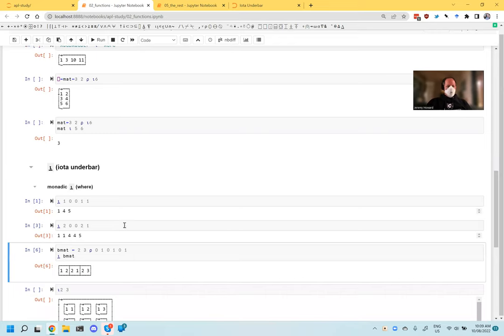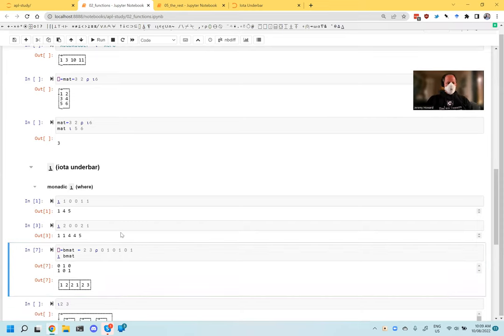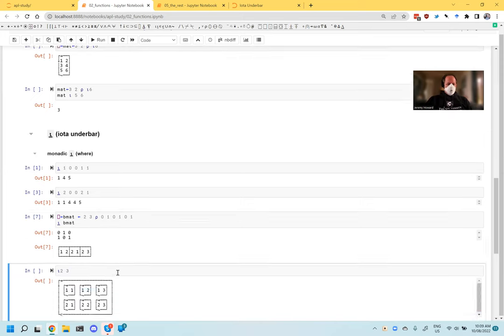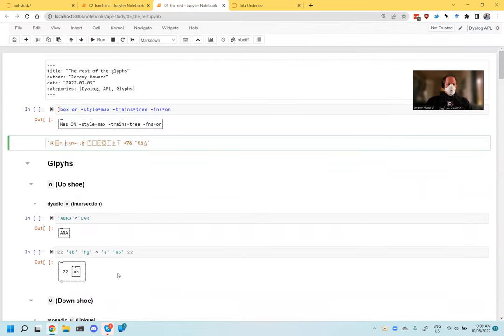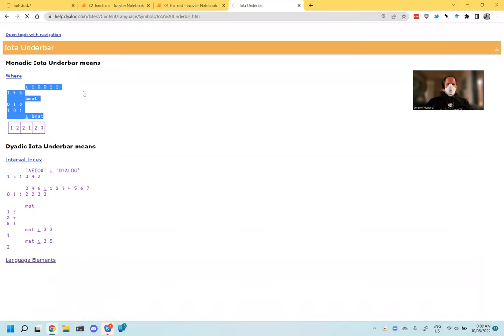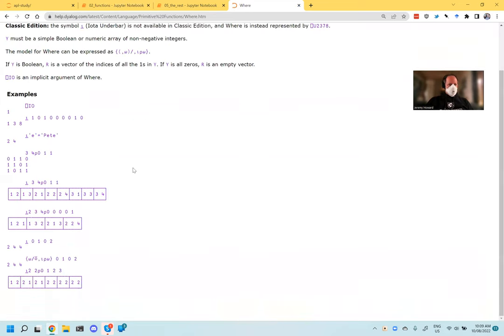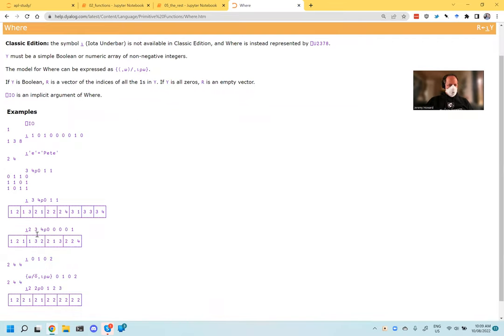And then for matrices, it's telling us the coordinates of each of the binary trues. It would be easier if this is printed out. Row one, column two, 2, 1, 2, 3. Cool. So, anything else I should add or anything? Does that make sense?